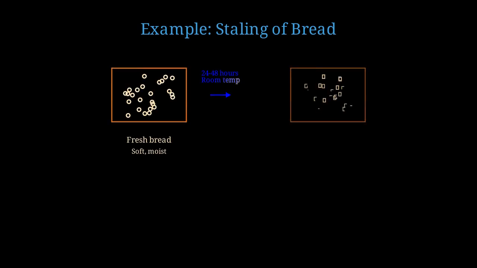Let's examine bread staling as a case study in retrogradation. Fresh bread has a soft, elastic crumb structure with gelatinized starch holding water. After 24 to 48 hours at room temperature, starch retrogradation causes the crumb to become firm and lose moisture to the surface. Here's a crucial point.